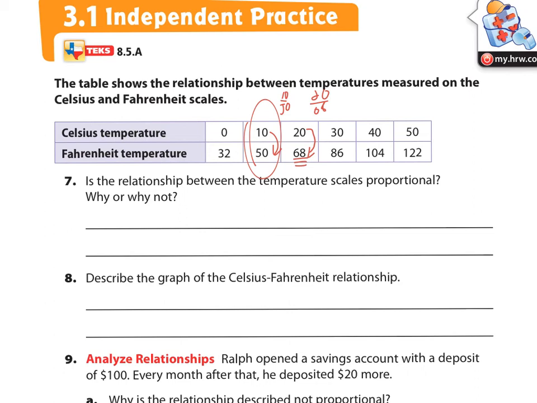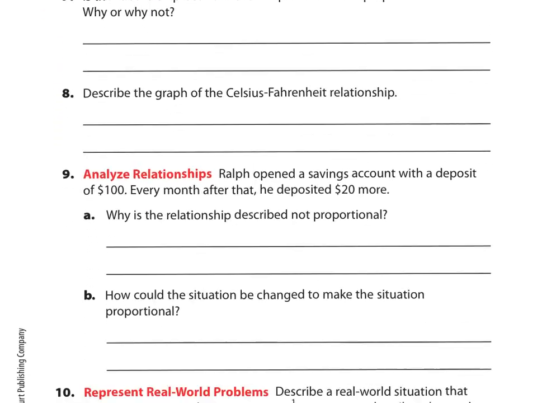Zero, zero. Right here, it's 0, 32. So is that going to pass through the origin? No. When one of them is 0, the other one needs to be 0. So right away, I can tell, based off of 0, 32, that's not going to pass through the origin. It cannot be proportional. That's easy. Okay, I get it.